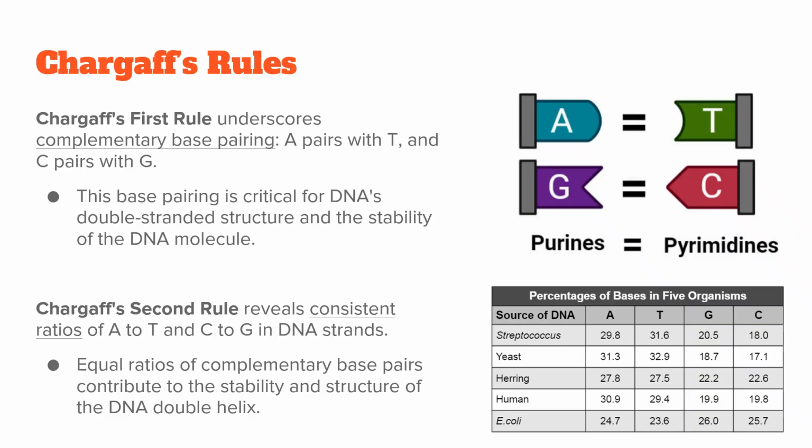Erwin Chargaff made two key observations. First, base pairing is consistent. A always equals T, and C always equals G. Second, the ratios hold true across all DNA, giving structural balance. These rules help explain why the double helix is so stable. It's like every puzzle piece has only one correct match.